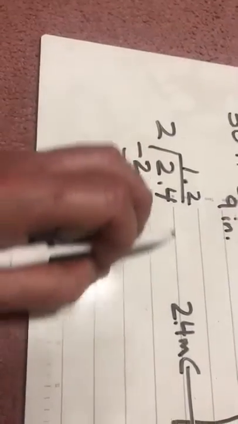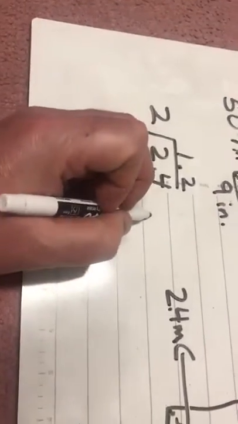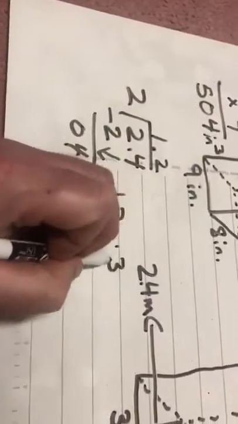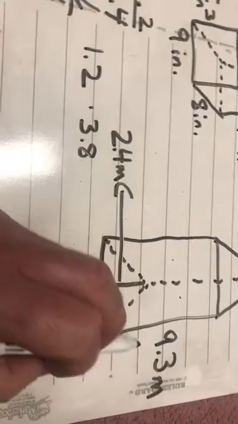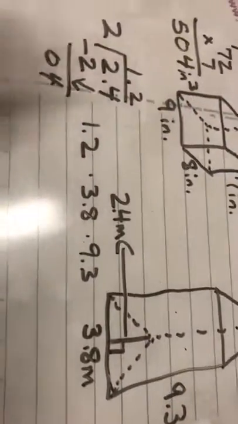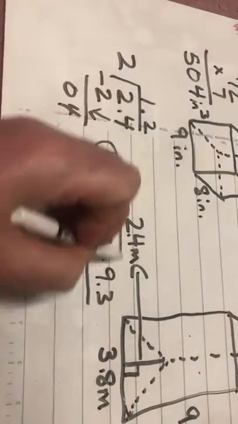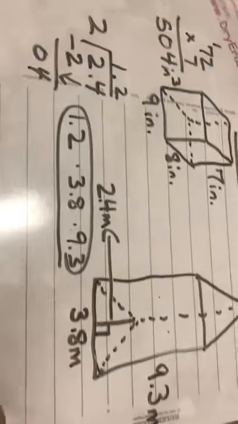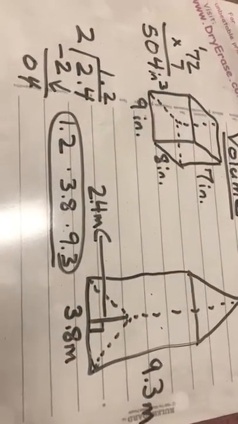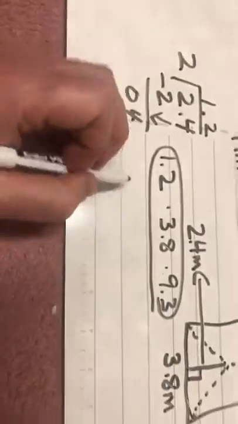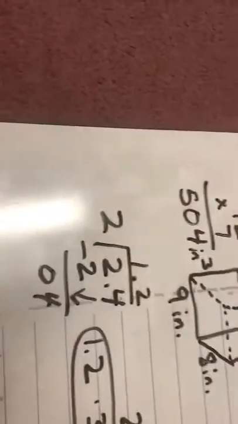So I do my division early, which means now the only thing I'm doing is 1.2 times 3.8 times 9.3. And this problem right here will give you the same answer as if I used all 3 original numbers, got an answer, and then divided by 2. Just saving myself a little time.